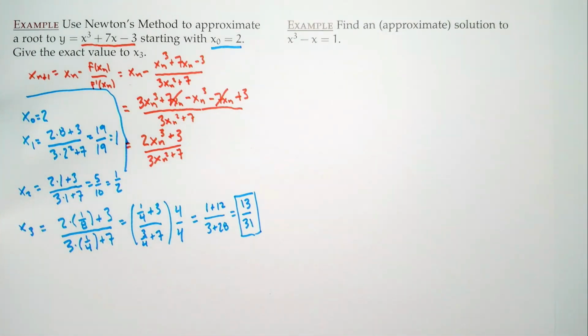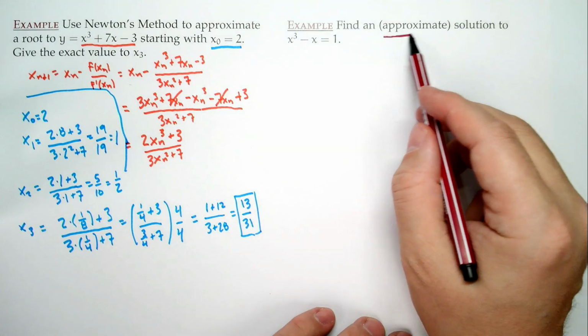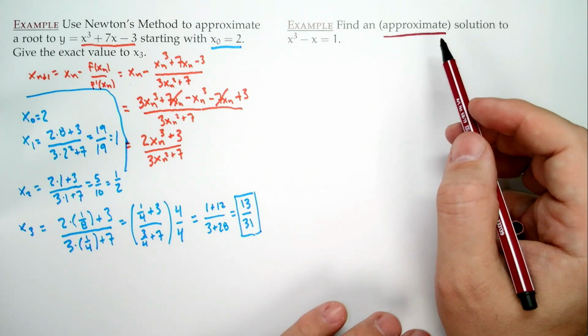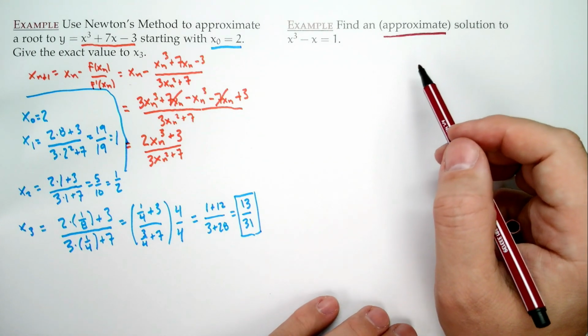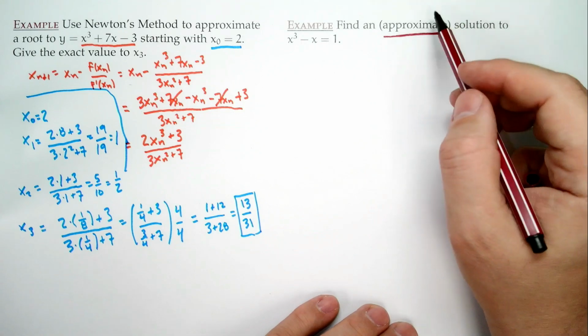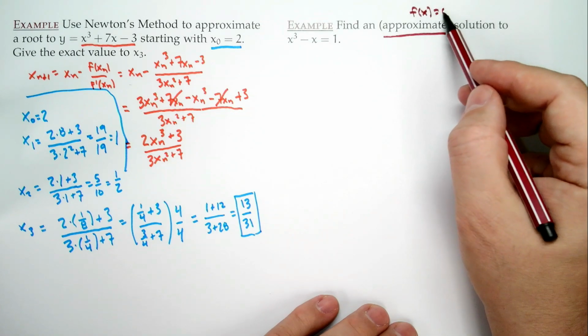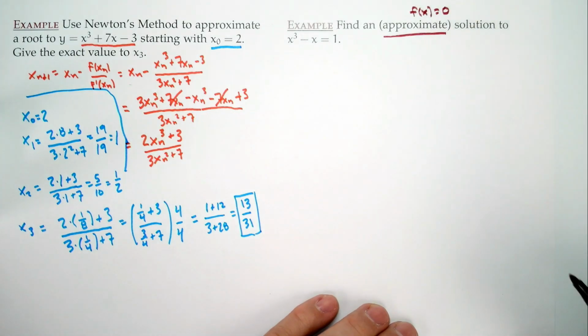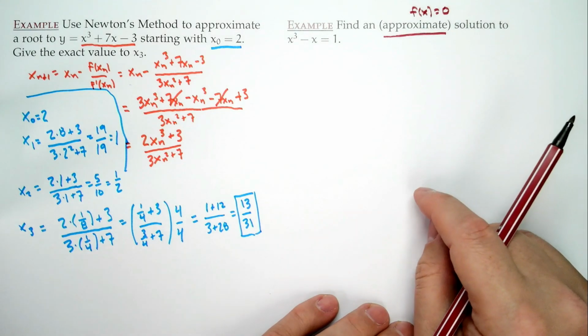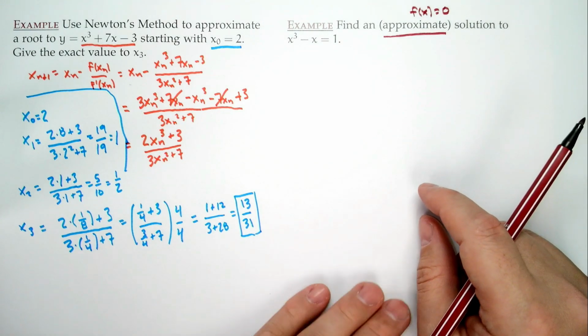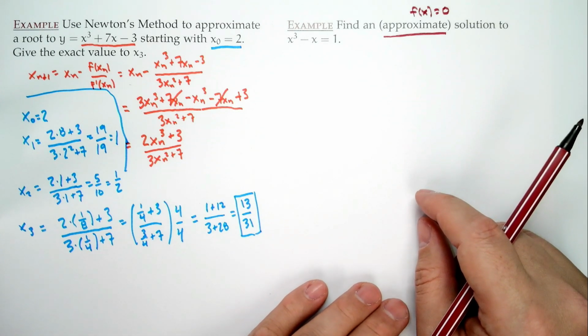Find an approximate solution to the following. X cubed minus x equals 1. Now, right now, this is not a Newton's method problem, but we might say, okay, how can we turn it into one? Well, first off, there's an approximation. Well, that's good. Newton's method looks for approximations. And we say, okay, but remember, what does Newton's method say? It says we're going to approximate f of x equals 0. So in order to apply Newton's method, we have to be in the right format. Right now, we're not in the right format. So we should make it the right format.